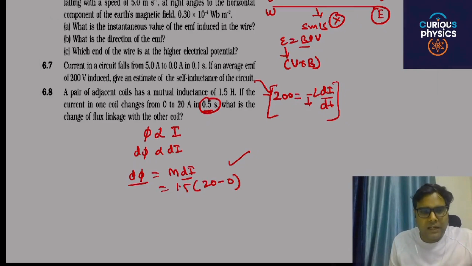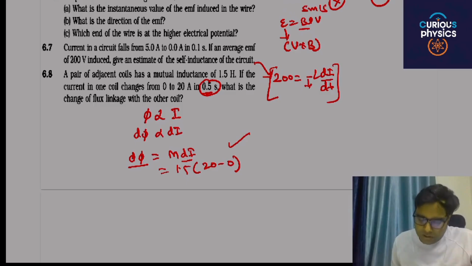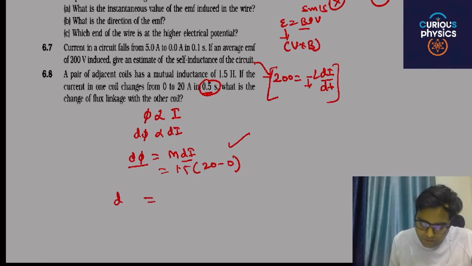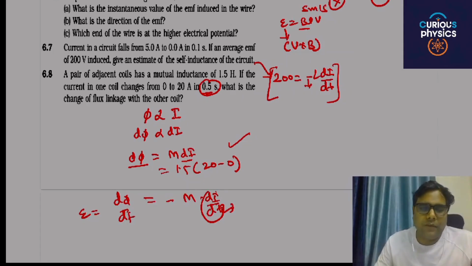Yes, if the question were to find the value of induced EMF, then the induced EMF would be d phi by dt, or you can say minus M di by dt. Then you have to use the value of dt, this particular time of 0.5 seconds.